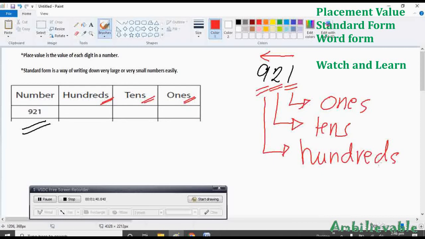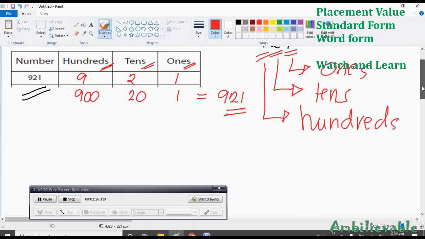Now, let us put the digits in their place value. We have known this one here. We're going to put 9, we're going to put 2, we're going to put 1, and that is 921. If you want to find the place value of each digit, 9 is 900 or 9 hundreds, 2 is 2 tens or 20, and 1 is ones. So therefore, the standard form is 921.